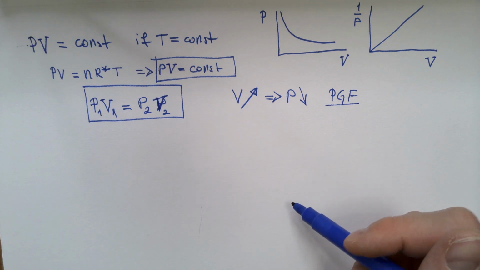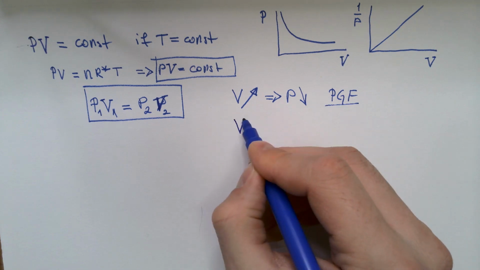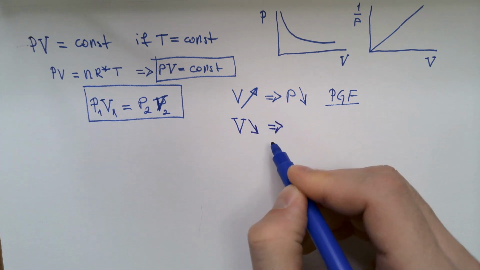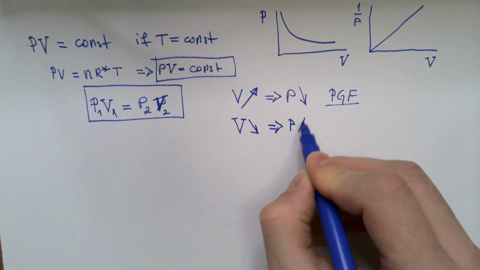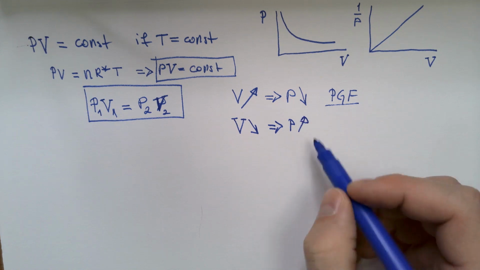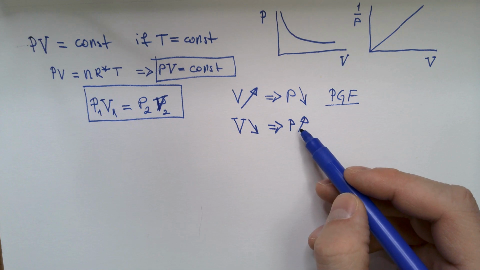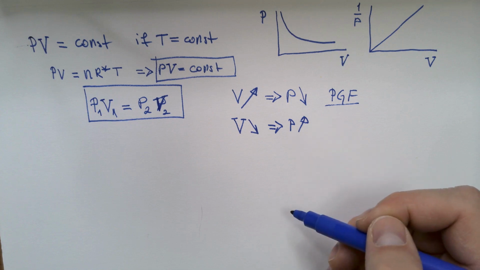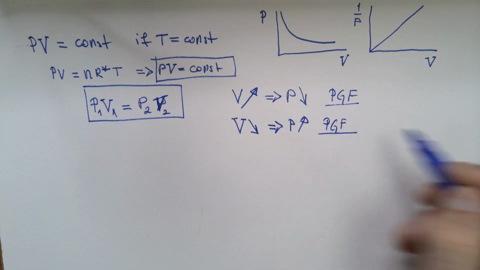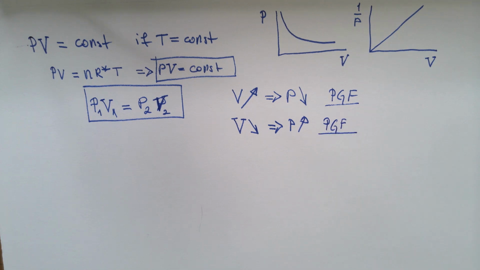Similarly, when you exhale, you decrease the volume of your lungs, and that means pressure increases. And pressure increases basically means that pressure in your lungs is somewhat higher than the pressure in the ambient atmosphere. Once again, pressure gradient force takes over and the air is pushed out of your lungs.